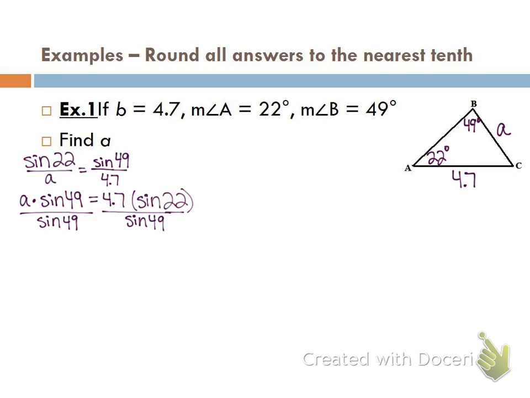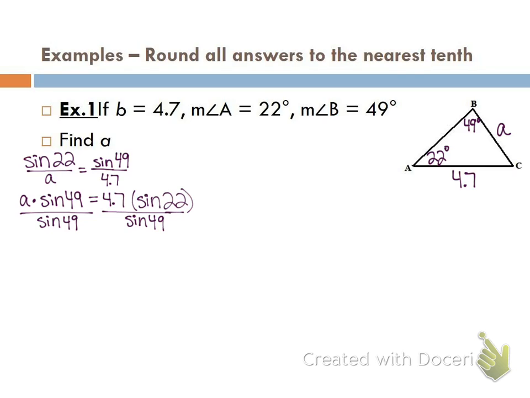Caleb, you have an answer or a question? A question. Okay. You would take 4.7 times sine 22, right? And then divide it? Mm-hmm. Yep, 4.7 times sine of 22, then divide by sine of 49. Rounded to the nearest tenth.